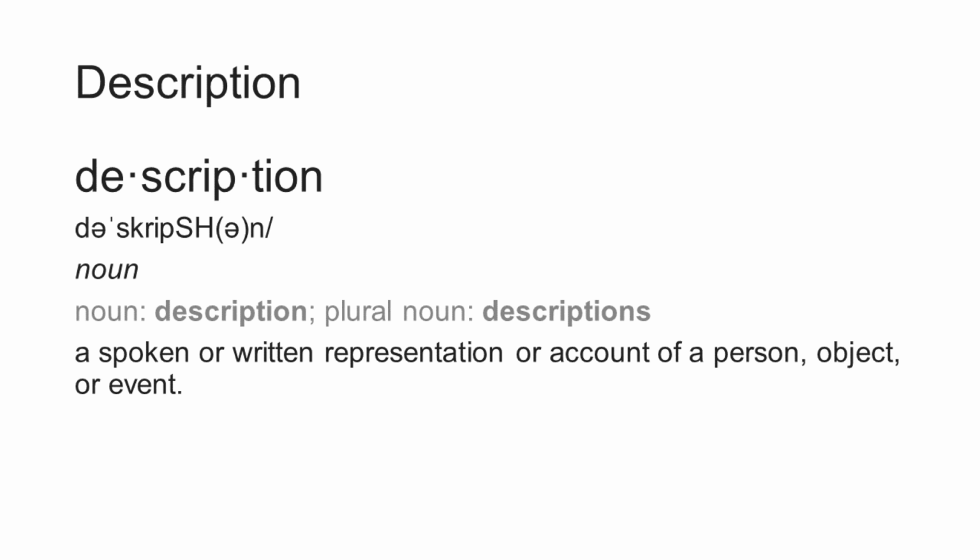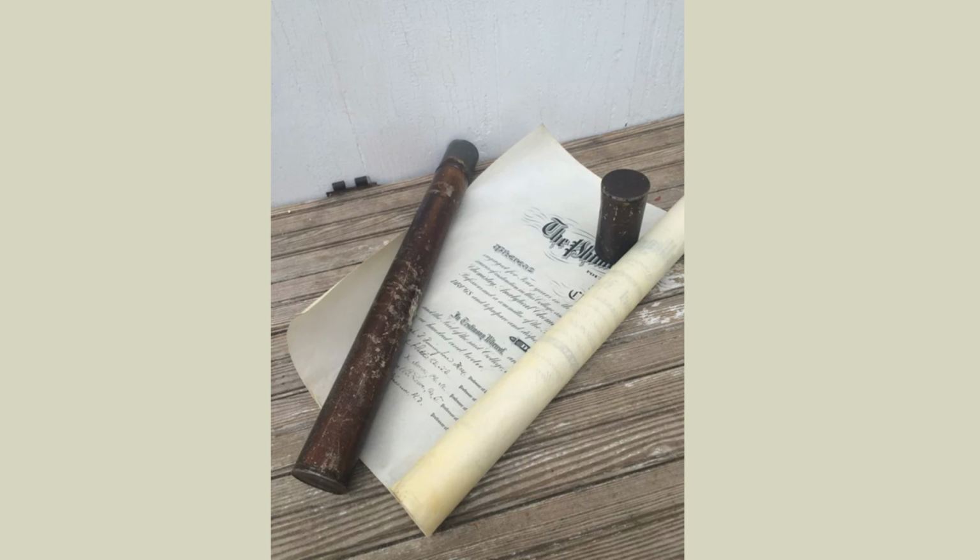So just thinking about the definition of description, it's a spoken or written representation or account of a person, object, or event. What we're trying to do is to create a picture of a thing in the mind of another. Description, at its most basic, is describing something so that somebody else can understand it, but also so that we can get a better understanding of the thing that we're describing. Listen to how the writer Maxine Kingston uses descriptive language.